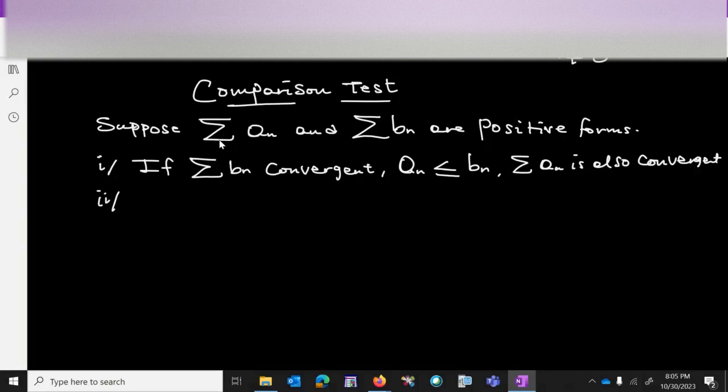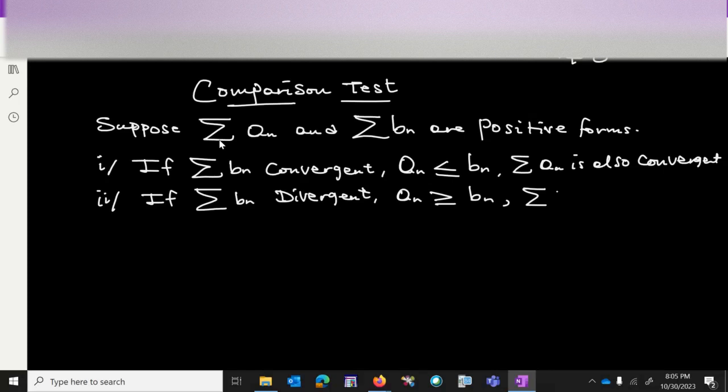And then the second one is, again, if the series b sub n diverges, or if it is divergent, and also if a sub n is greater than or equal to b sub n for all n, then the series a sub n is also divergent. So these are very important things. We have to pay a little bit of attention to this one.